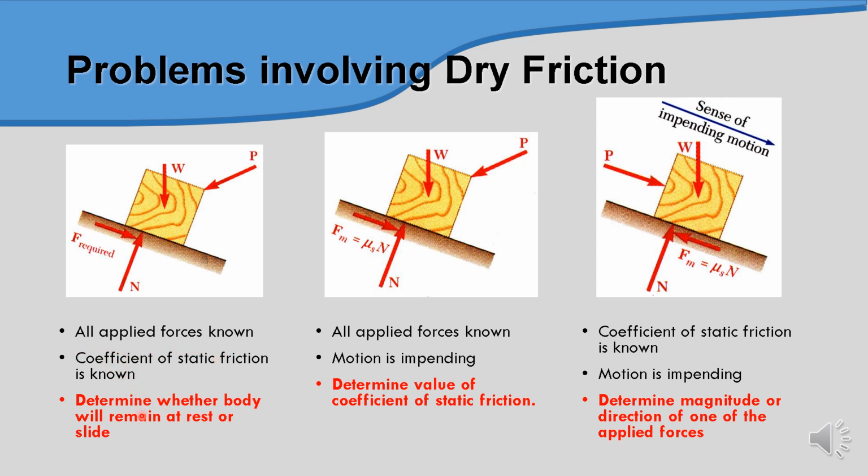Okay, in this one, the coefficient of static friction is given, determine whether the body is at rest or slides. Okay, in this case it is the opposite. So another question would be from this: the coefficient of static friction is given, motion is impending, so we need to determine the magnitude or direction of one of the applied forces. So in this case, the applied force is given. So what is the value of the applied force?